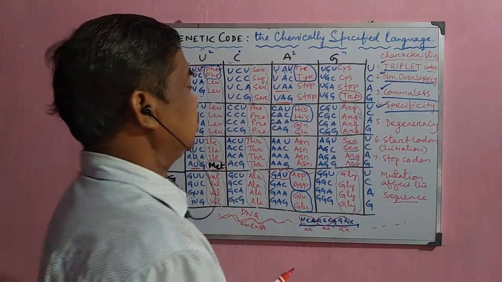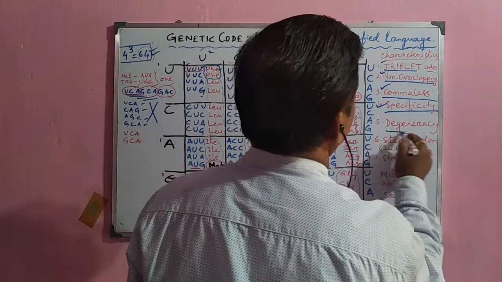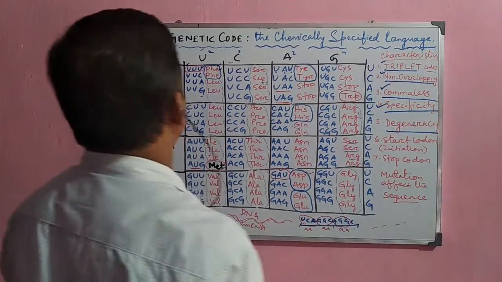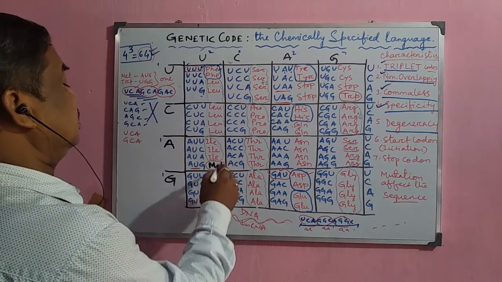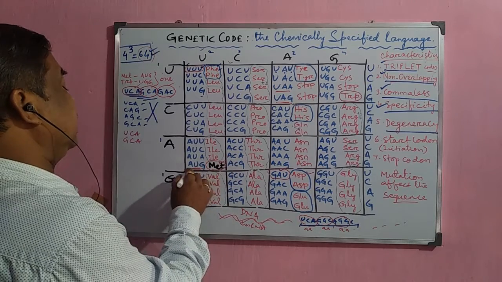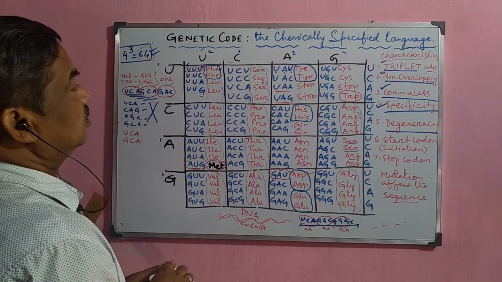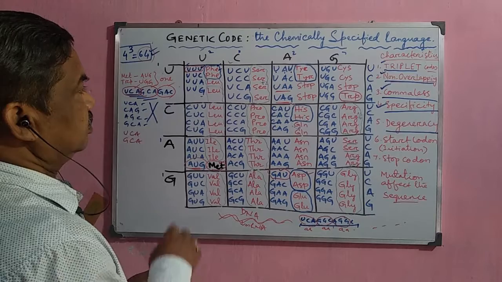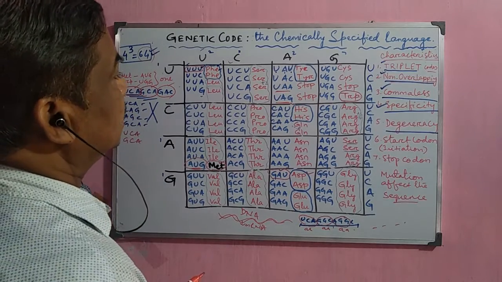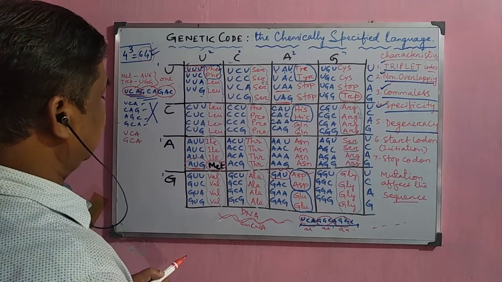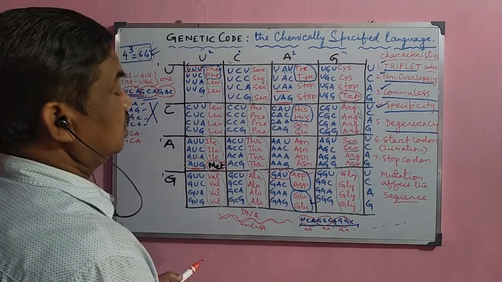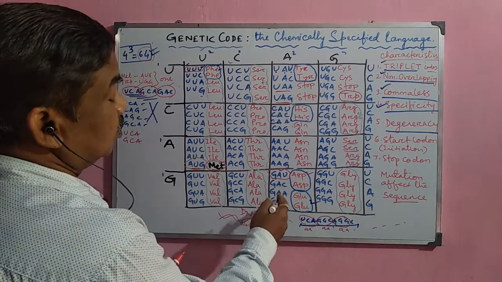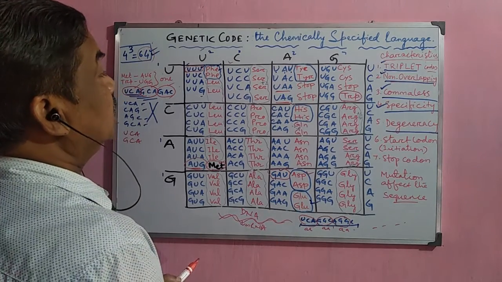Now the next one is degeneracy. What do we mean by degeneracy? Look here. Some amino acids, like methionine, are coded by AUG only. It is only one code. Sometimes there are two or three codes, like for glutamine, where two codes will code for this.